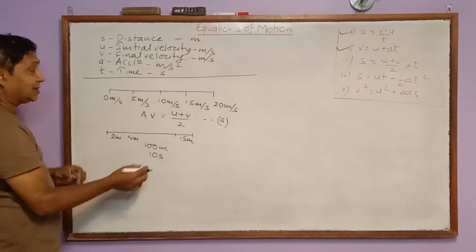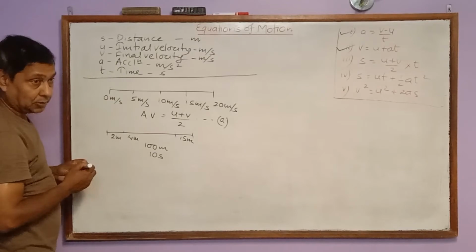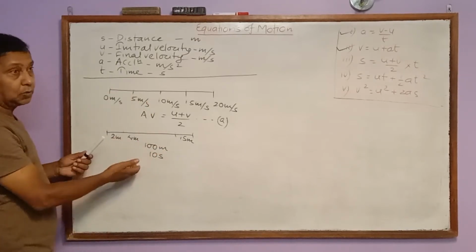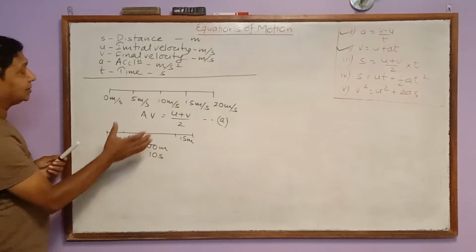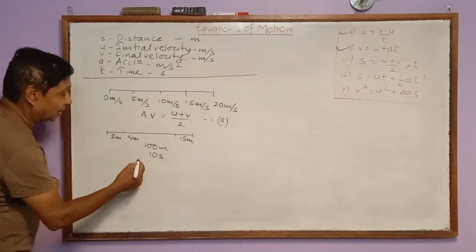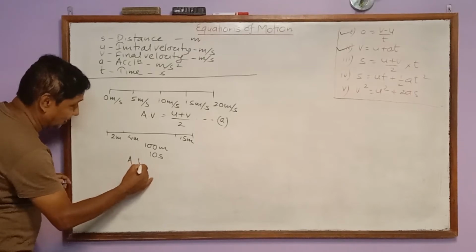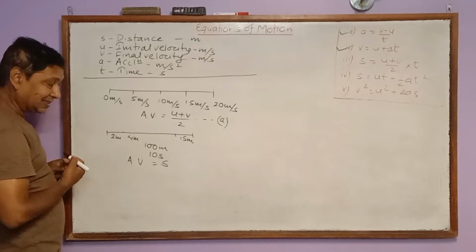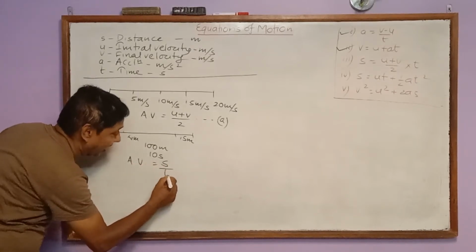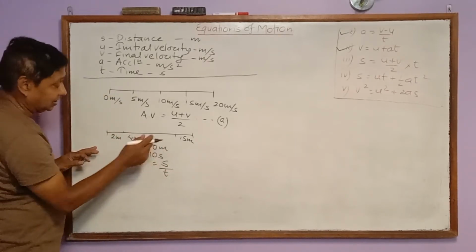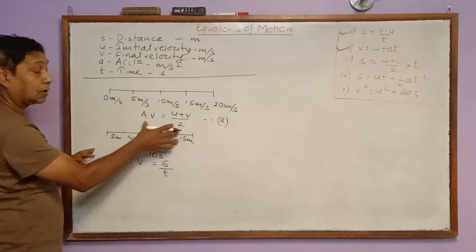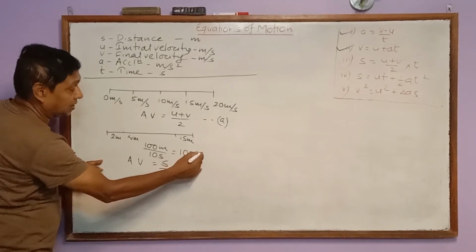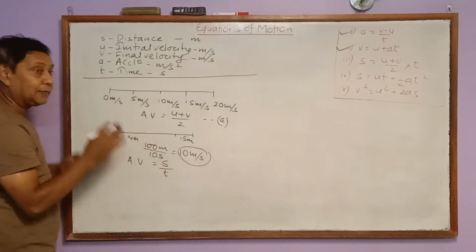Which velocity is considered in the numerical problem? Which velocity do we have to take to solve the numerical problem? Here also we have some confusion. That's why in this case also average velocity is taken as total distance covered, which is denoted by S, divided by total time. Total distance 100 meter, if divided by the total time taken to cover this 100 meter distance, then its velocity will be 10 meter per second, and this is actually the average velocity.